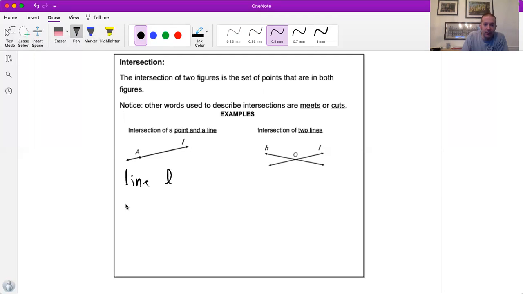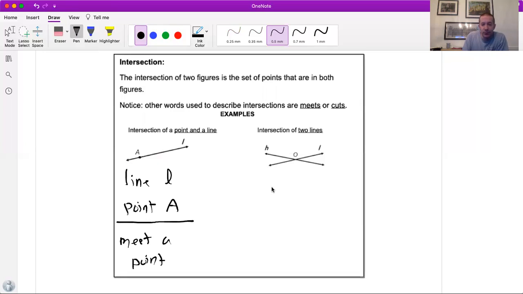Line L and point A. So this is the intersection of line L and point A. And that intersection, these things meet. Their intersection is going to be a point. That point happens to be A, but anytime you have a line and a point and they meet, they always meet at a point.